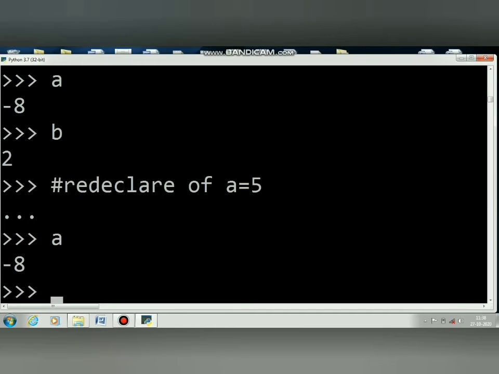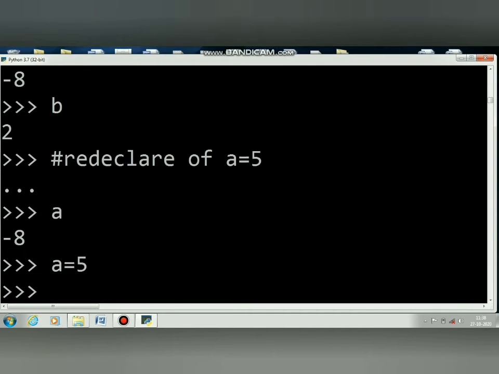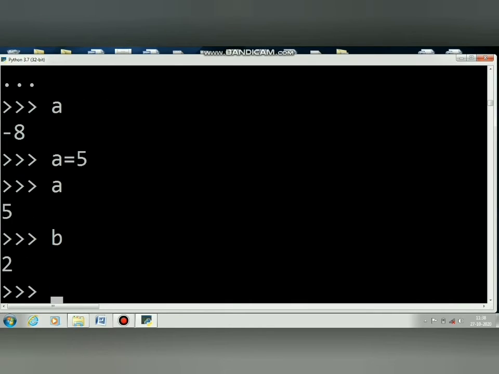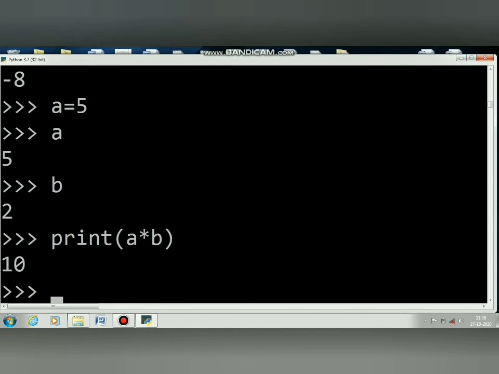Next, what is the value of A? Minus 8. What is the value of B? 2. So I redeclare A is equal to 5. So A is equal to 5, B is equal to 2. In this case, print the multiplication operator, A into B. So the answer is 10.